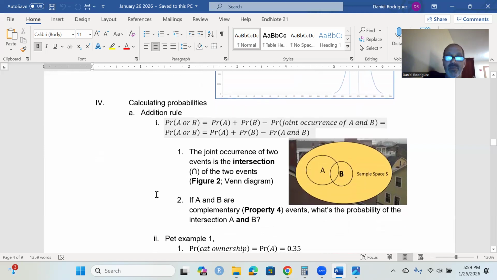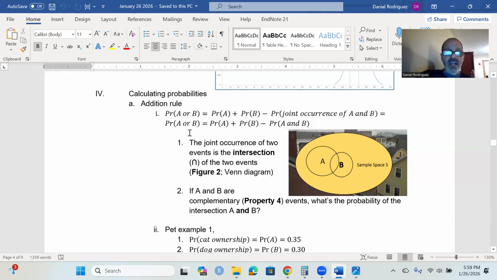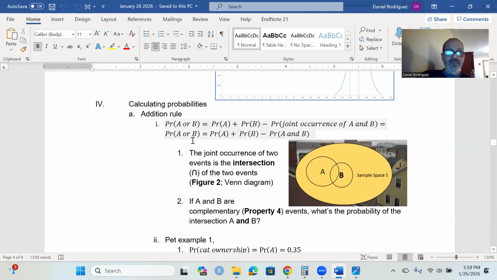In terms of calculating probabilities, we can do so using the addition rule or the multiplication rule. We already kind of dealt with the addition rule when I talked about the probability of either of two disjoint / mutually exclusive events, right? But events aren't always disjoint. Sometimes they can co-occur. And when they do, we use the addition rule.